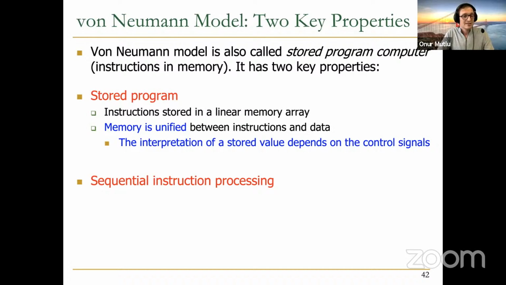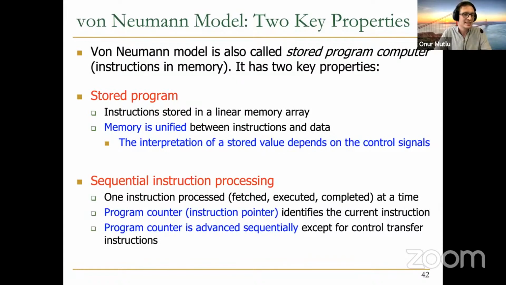Okay. The second component is sequential instruction processing. This is also called sequential execution. And this is really the dominant paradigm of how computers are designed today, which is the von Neumann model. It's the key property of a von Neumann model. Essentially, this says that you process one instruction completely at a given time, meaning you fetch it, execute it, finish it. We'll see that in the instruction cycle in a little bit. The program counter or instruction pointer identifies that instruction. And after you finish it, you advance the program counter to the next instruction, except for control transfer instructions. So basically, you sequentially go through the program one by one.